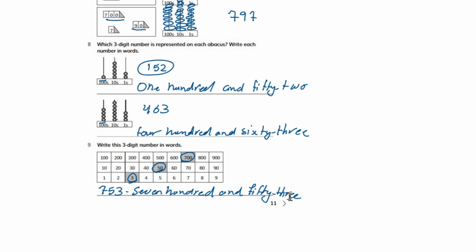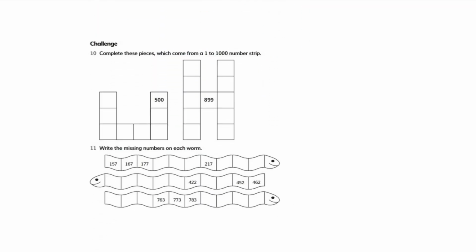And now we move to page 12. We didn't have any question from page number 10 because on page 10 we had solved questions, so we didn't have to solve any question over there. On page 12 we have 2 questions. The first question says, complete these pieces which come from a 1 to 1000 number strip.